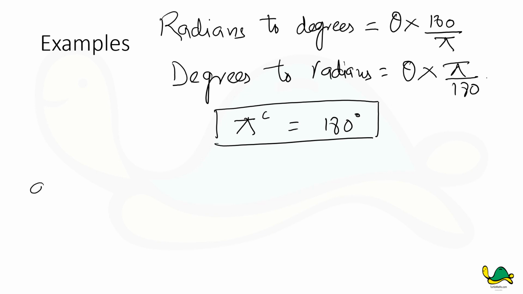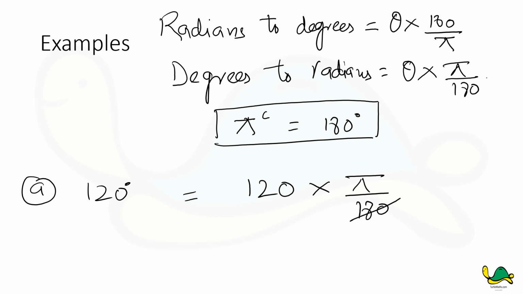So let's take an example. We have got 120 degrees and I would like to convert it into radians. So 120 times pi over 180. 120 and 180 both are divisible by 60. So 2 and 3. My answer is 2 pi by 3.